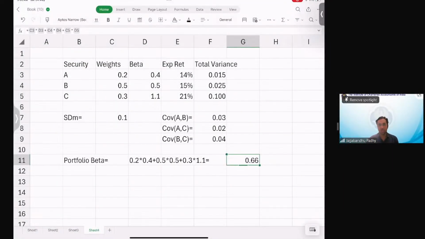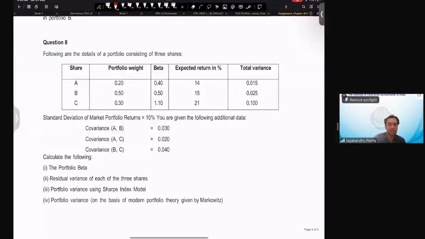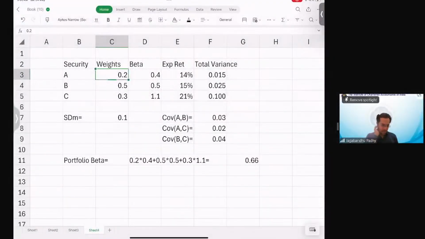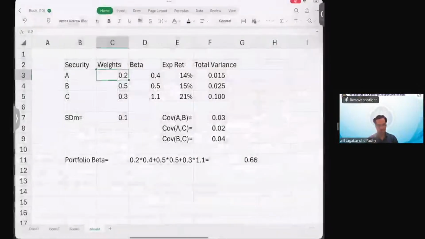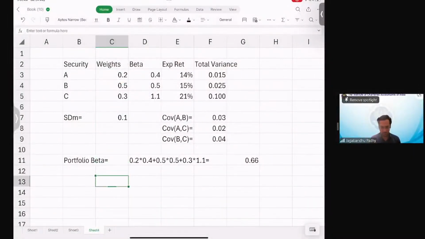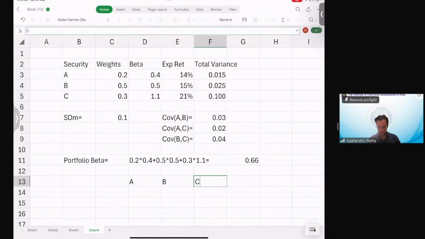Residual variance of each of these shares. Portfolio beta, we got it as simply the weighted average of the betas. The next is residual variance. Residual variance is basically the unsystematic risk. Can you give me the unsystematic risk of all of these, I mean, for A, B, and C?